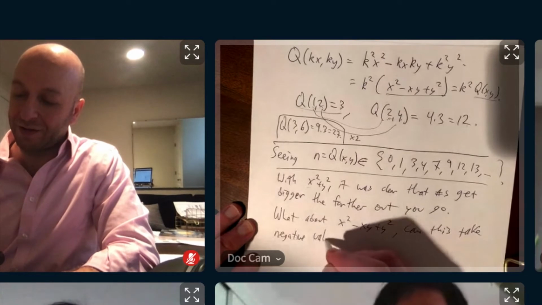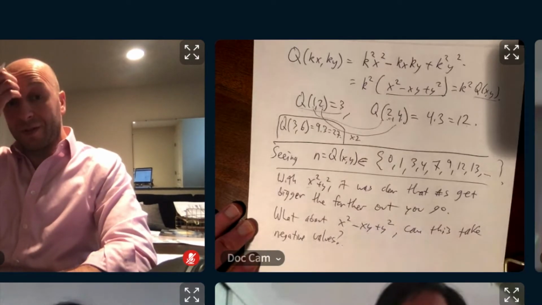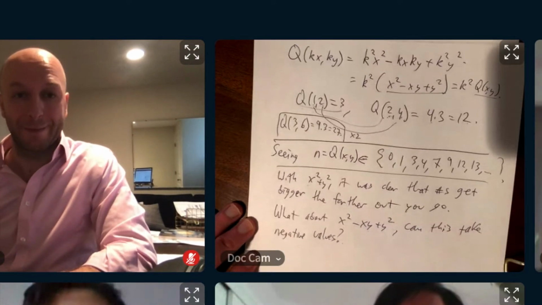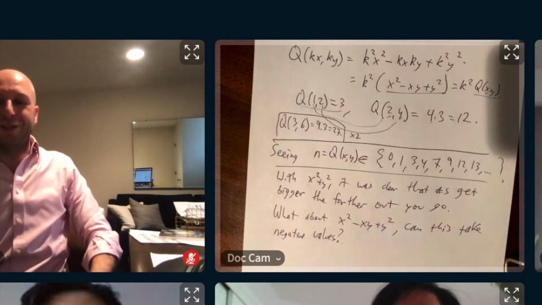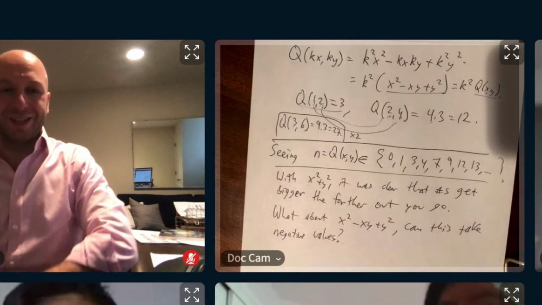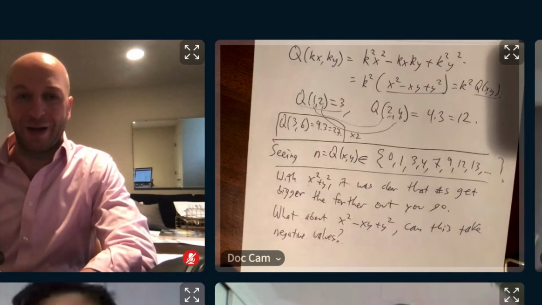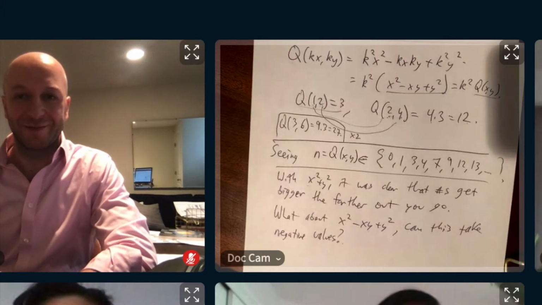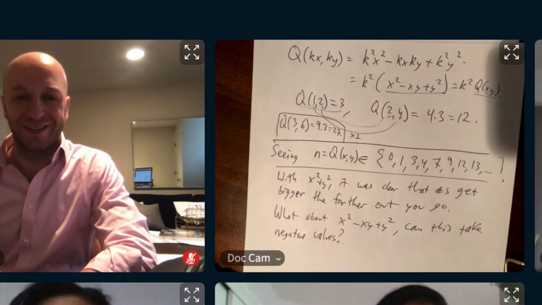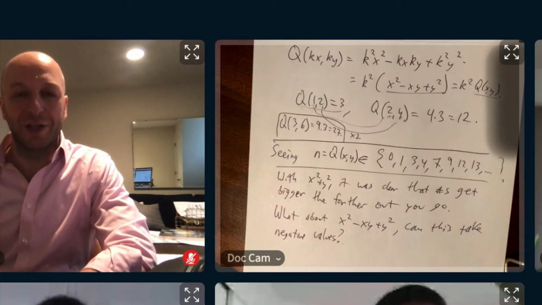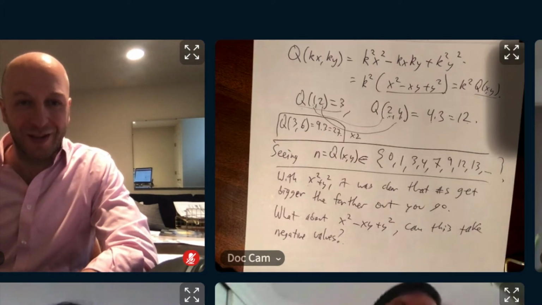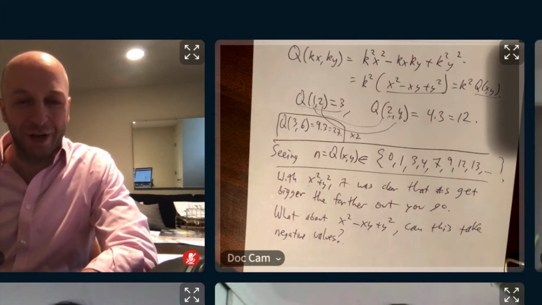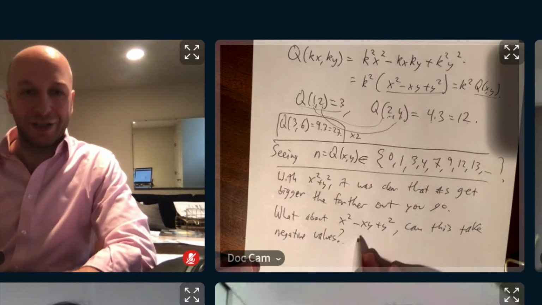Negative values. No, because it's a norm. That's right. That's a very good point. If we didn't know a priori that it was a norm, is there some other way to see that it can't take negative values? It is a sum of a square, right? Okay, so great. We're getting a lot of good suggestions.